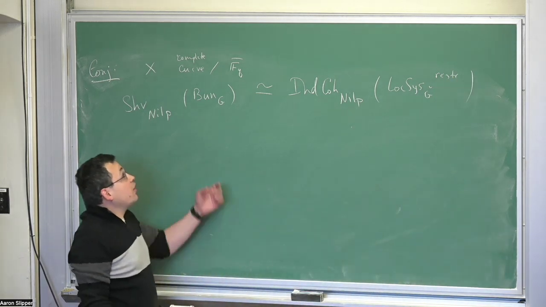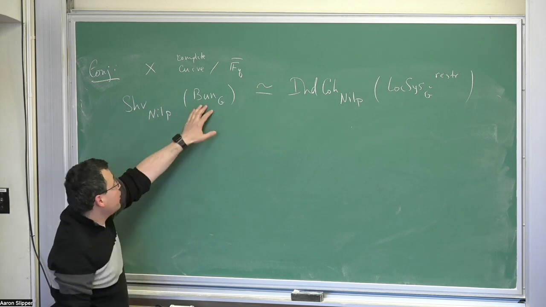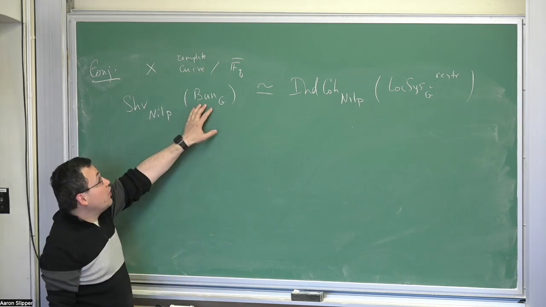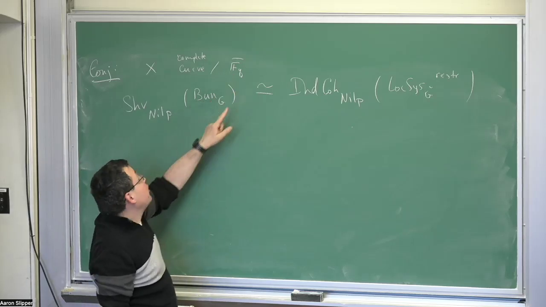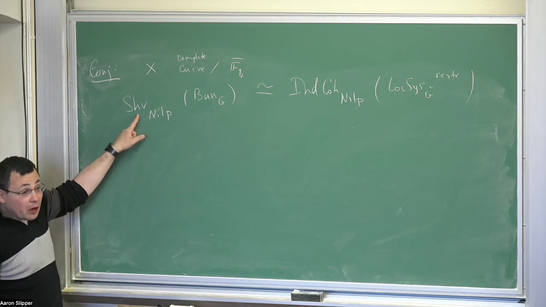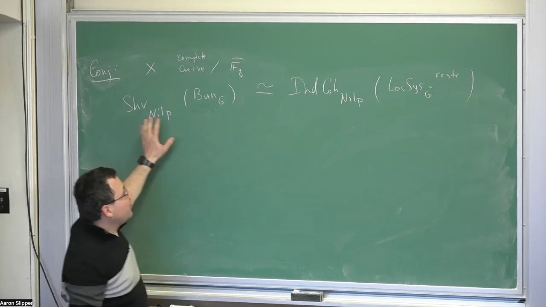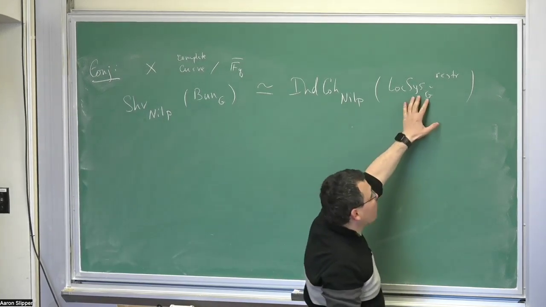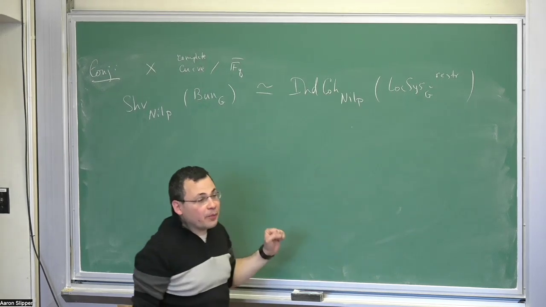You look at the moduli stack of G-bundles. Importantly, this is a stack over F_q bar. You look at l-adic sheaves on it, so the coefficients are Q_l, with nilpotent singular support in the sense that Sasha explained. That's on the left-hand side, and here it's something like quasi-coherent sheaves on this thing, with some slight modification.